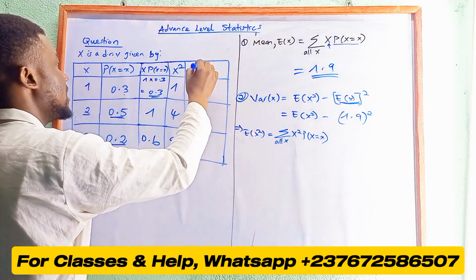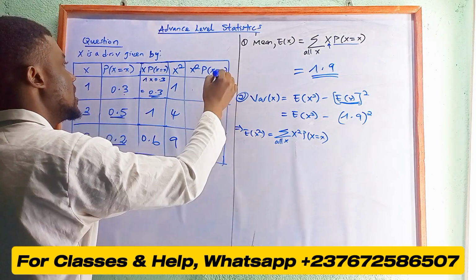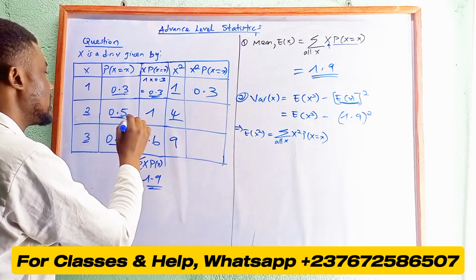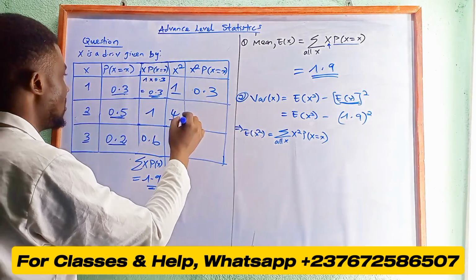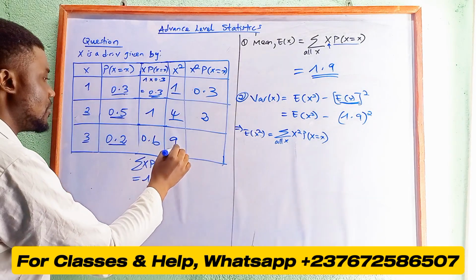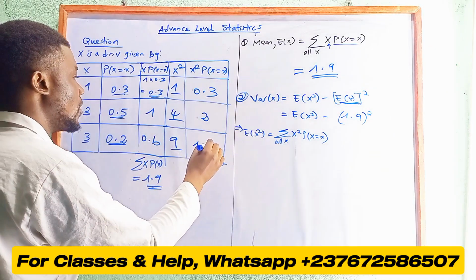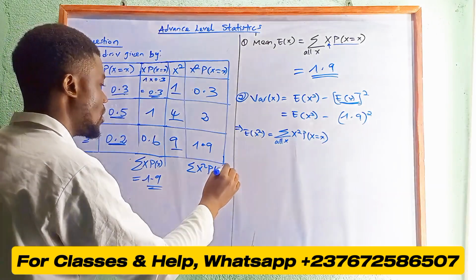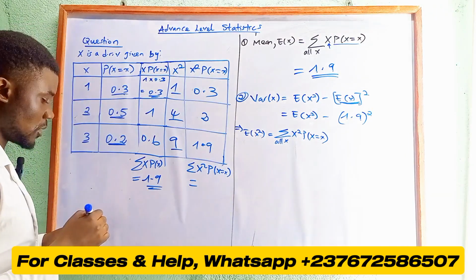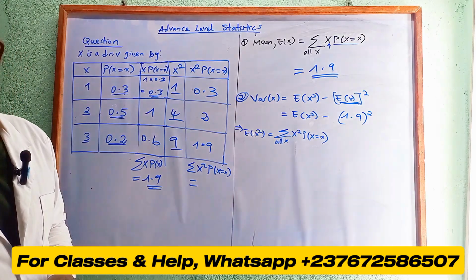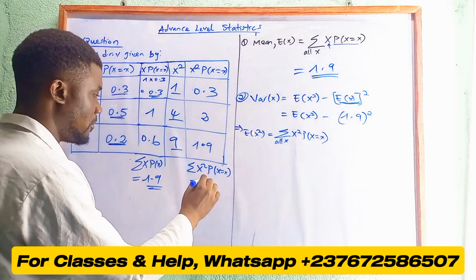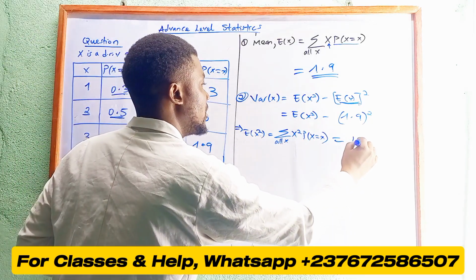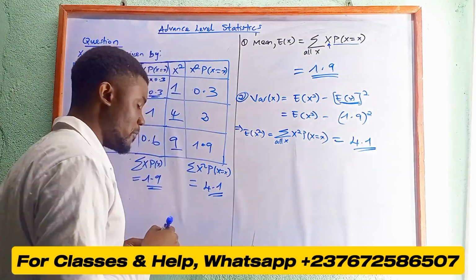Now let us multiply each square by its probability. So 1 times 0.3 gives us 0.3. 4 times 0.5 gives us 2. And then 9 times 0.2 gives us 1.8. Therefore, if we add this sum, what do we get? When we add this sum, we get 4.1. This means that the expectation of X squared for the random variable X in this case is 4.1.